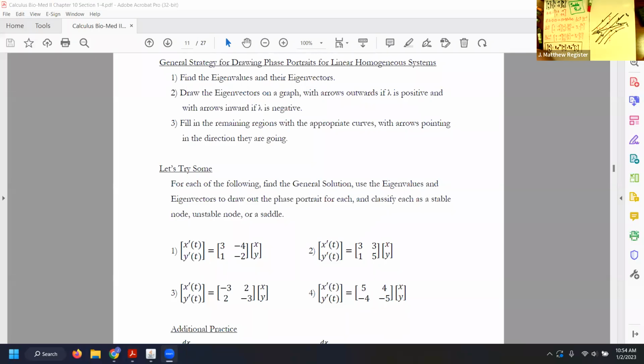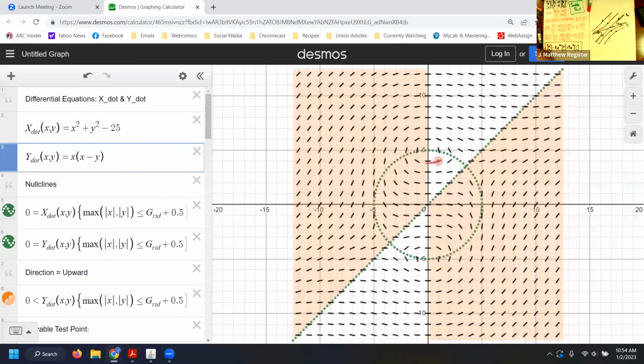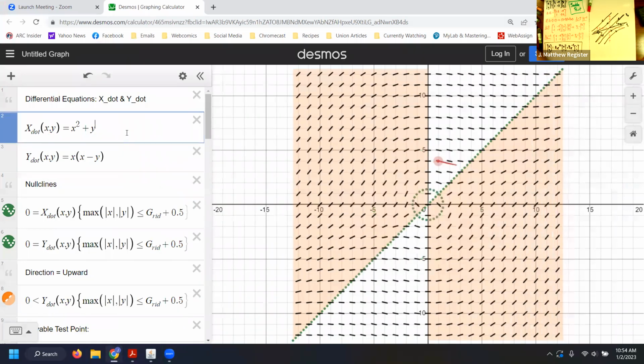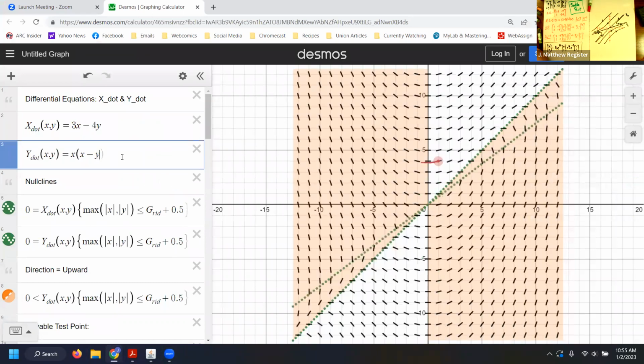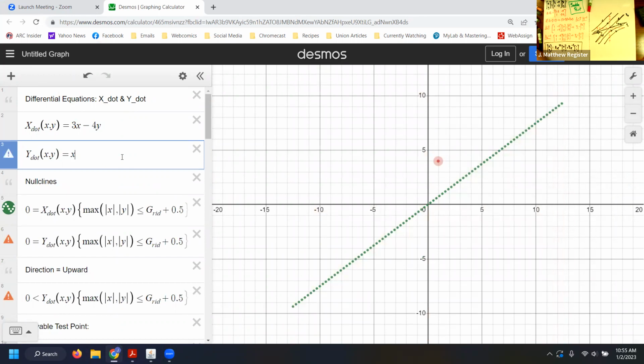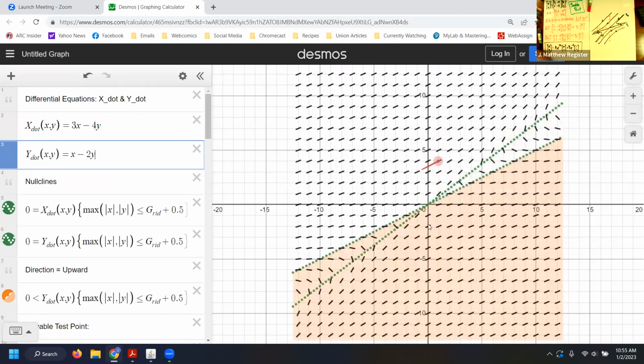If we want, we can check. And so let's see if we can check using our program p-plane. Well, actually, let's use this one that I created just the other day, or yesterday, actually. It was 3x minus 4y, and it was x minus 2y. And we can see already that the curves are doing what we said they were going to do.